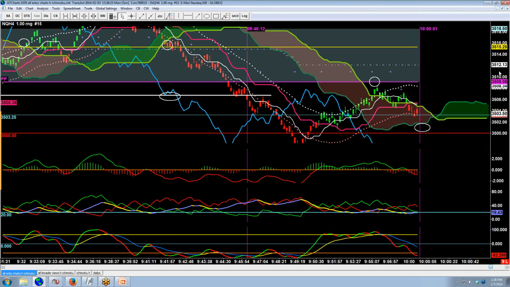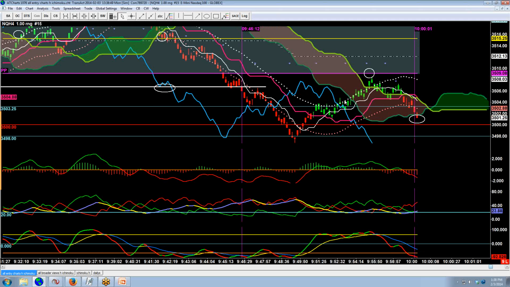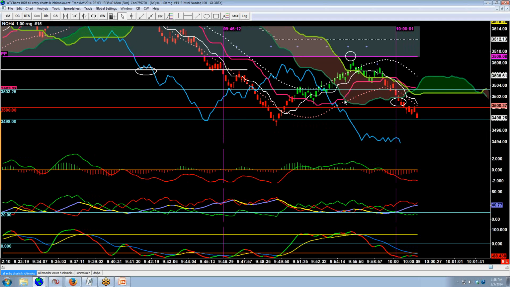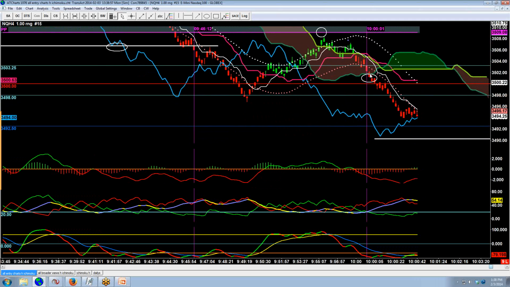Here we get a close outside the top end of the cloud, and we've got the floor trader pivot point just above our head, same area as the 5-minute low. Not interested in that for myself. Also keep in mind we have the Chico line hanging out under the cloud, so not the best environment to try to take a buy with that. This was a counter channel setup, not interested in that, into 3,500.